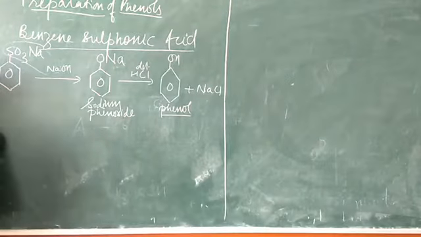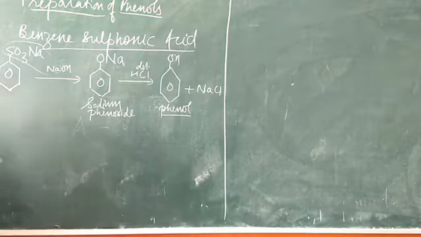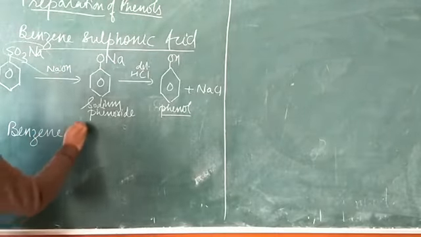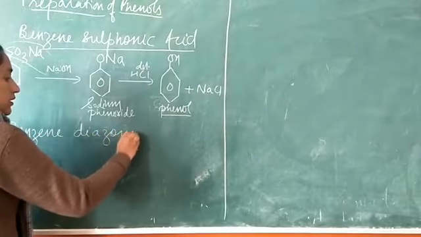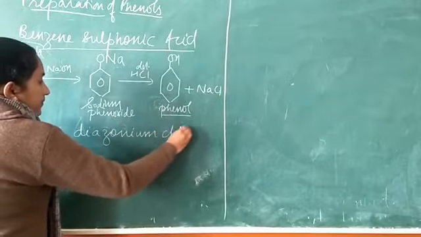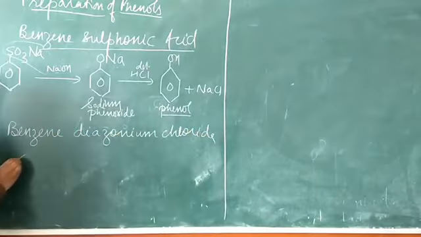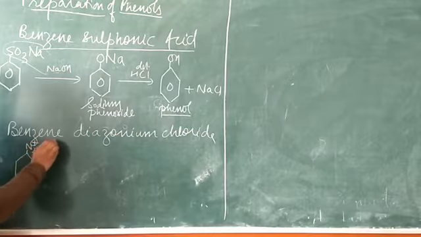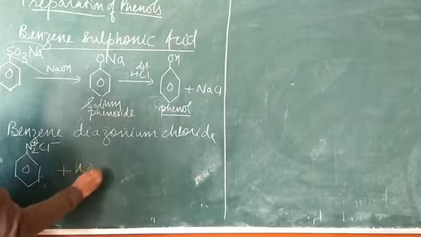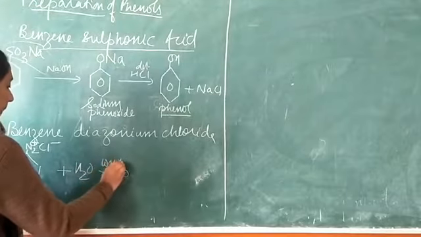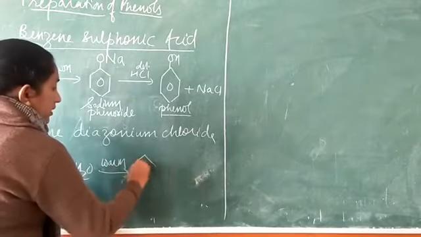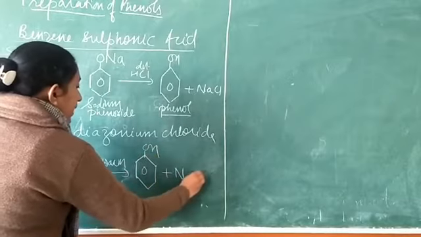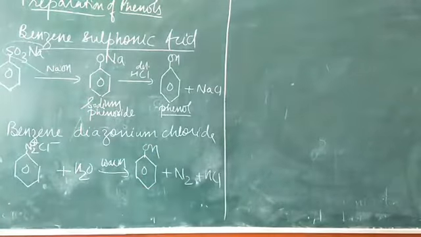Students, second preparation is from the benzene diazonium chloride. Here, when benzene diazonium chloride is warmed with water, right, we obtain phenol. Along with that, N2 and HCl are the side products which are obtained.